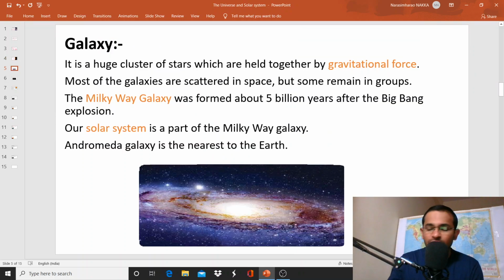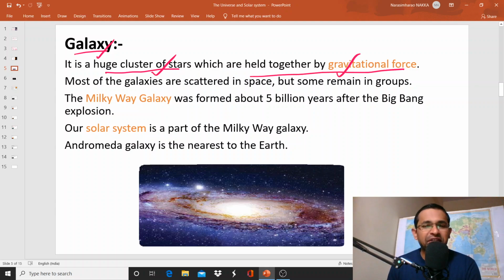So next thing is, what is a galaxy? I told you, according to the Big Bang theory, the universe is formed out of a huge explosion. Because of that, the matter in the universe is distributed in different directions. And later, this matter formed into galaxies. So what is a galaxy? A galaxy is a huge cluster of stars which are held together by gravitational force.